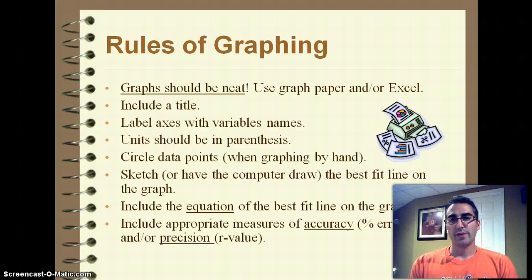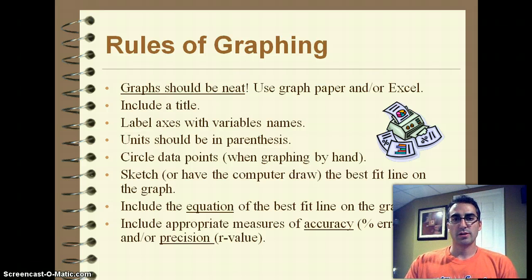So if you're graphing distance and time, you would say distance versus time. It doesn't have to be anything fancy. Label the axes with the variable names. So if you're trying to graph distance and time, you should have distance written on the vertical axis, time written on the horizontal axis, and the units should be in parentheses.